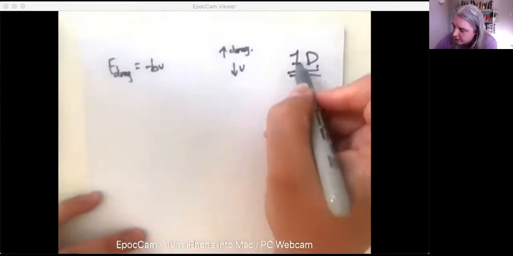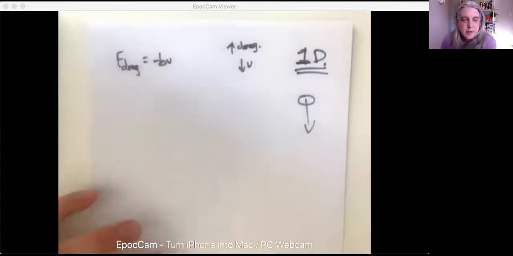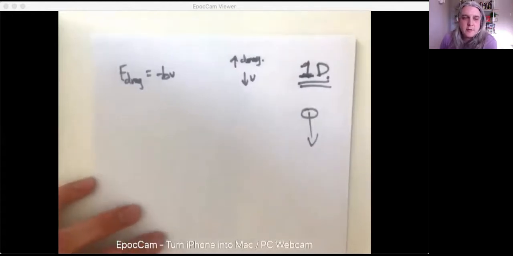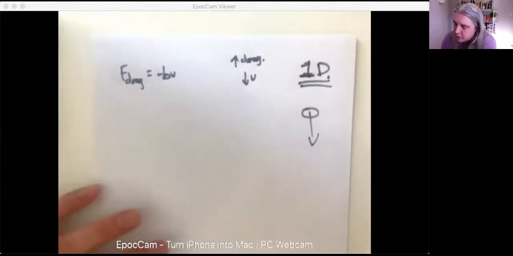That's a one, even though it looks messy. That's one-dimensional motion. What is the formula for the diver's terminal velocity? All right, well, what is terminal velocity?